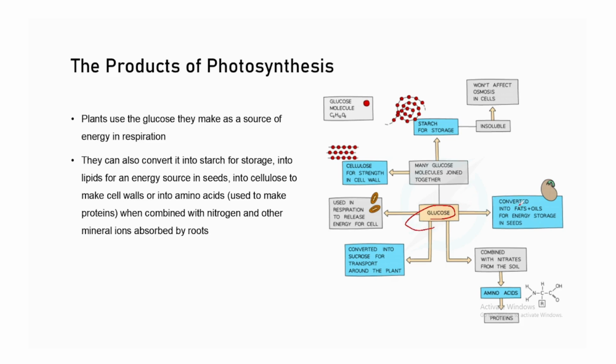For example, converted into fats and oils for energy storage in the seeds, and can be combined with nitrates from the soil to become amino acids and then into proteins. They can be converted into sucrose for transport around the plant. Glucose can be used in respiration to release energy for the cell. Many glucose molecules join together to make a larger molecule, for example starch for storage, which is insoluble, won't affect osmosis in cells, and it can be made into cellulose for strength in the cell wall.